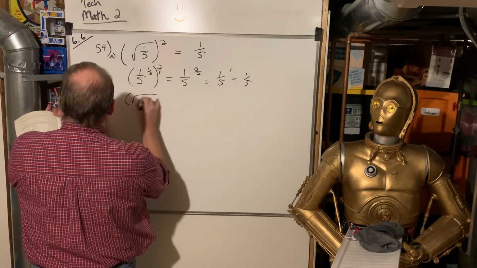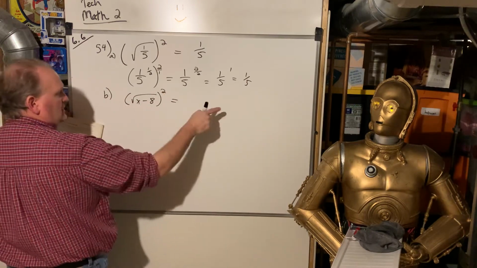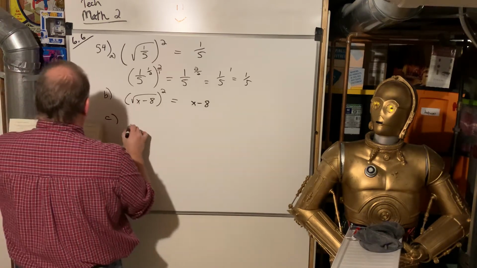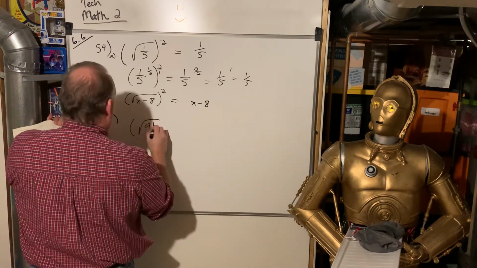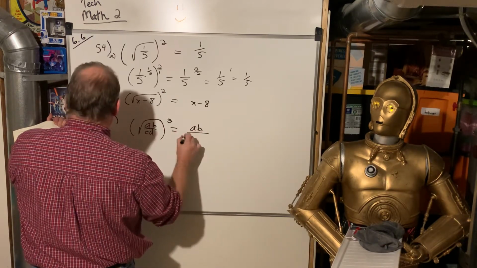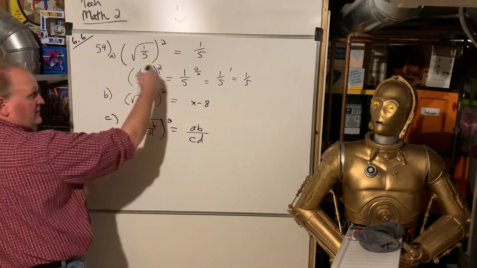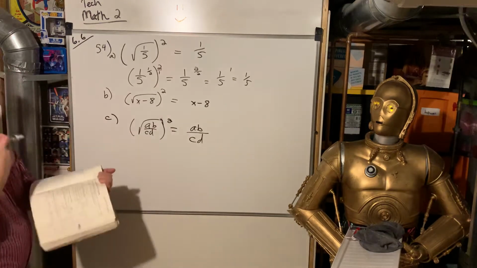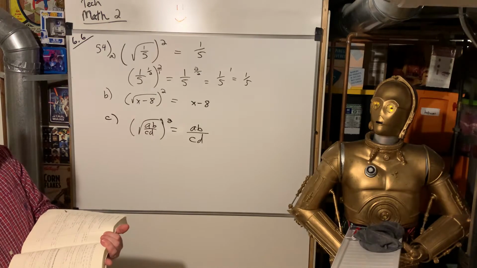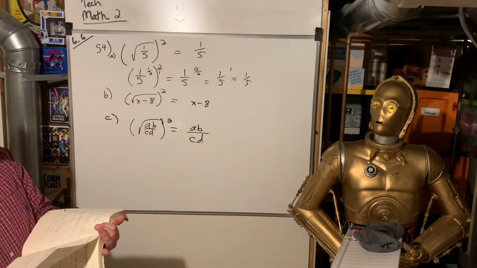We've got the square root of x minus 8 quantity squared. So that square root and that squared are just going to wipe each other out. You have x minus 8. C, the square root of AB over CD, quantity squared, is just AB over CD. So the square root and the squared kind of cancel each other out for this reason. I'm not going to do that every time. All right, that was just kind of the explanation for it. And so that is pretty much the same.